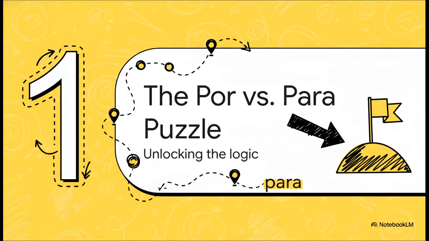So what's the big secret here? Well, it's all about changing how you think. I want you to forget about direct word-for-word translation, just for a moment. From now on, think of it like this. Por is all about the journey, and para is all about the destination, the process versus the final goal. Let's see how this actually works.